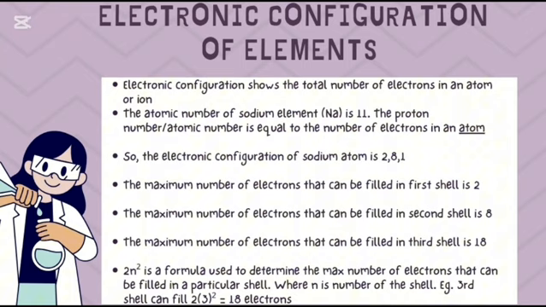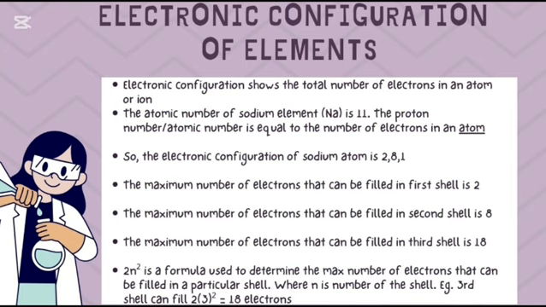Next, we have the electronic configuration of elements. Electronic configuration shows the total number of electrons in an atom or ion. The atomic number of sodium element, Na, is 11. The proton number or atomic number is equal to the number of electrons in an atom. So the electronic configuration of sodium atom is 2, 8, 1.